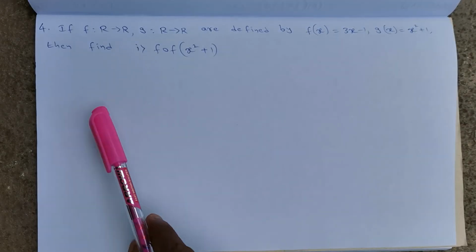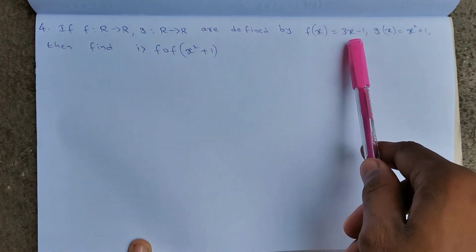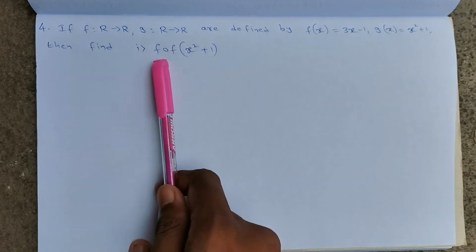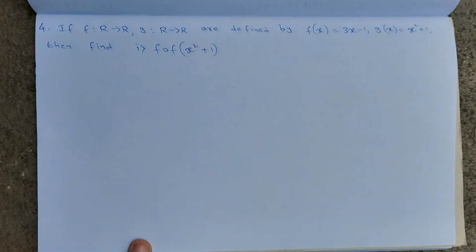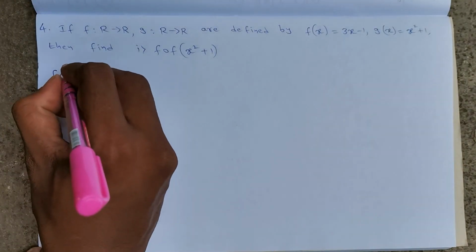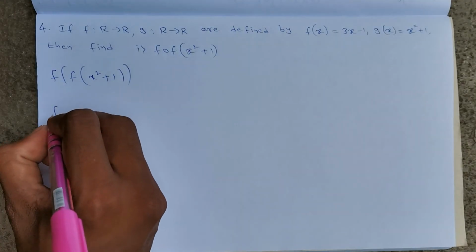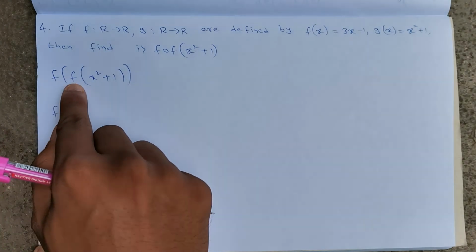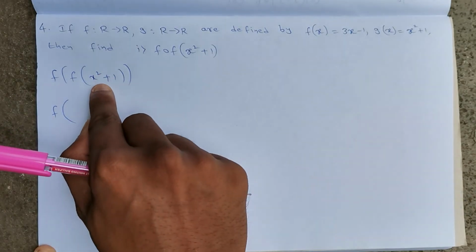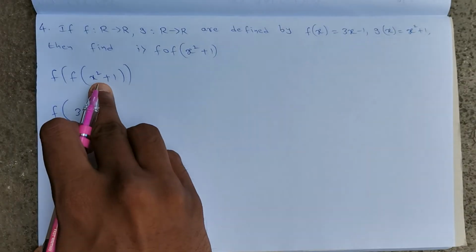Okay, the next one is, if f is a function from R to R and g is a function from R to R defined by f of x is equal to 3x minus 1 and g of x is equal to x square plus 1, then find the value of f of x square plus 1. So here f of x square plus 1. So what is the value of f of x square plus 1? So simply in the place of x we need to substitute x square plus 1. So 3 into, here in the place of x I am substituting x square plus 1.